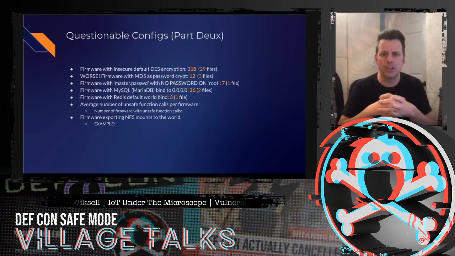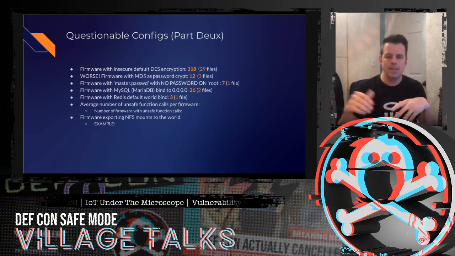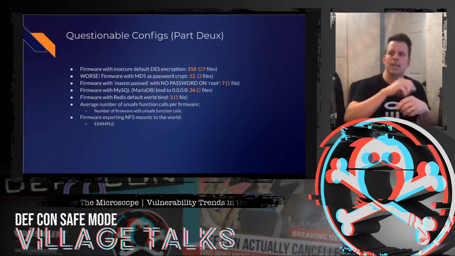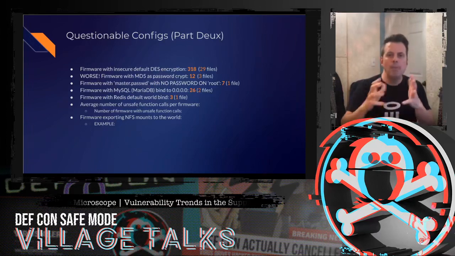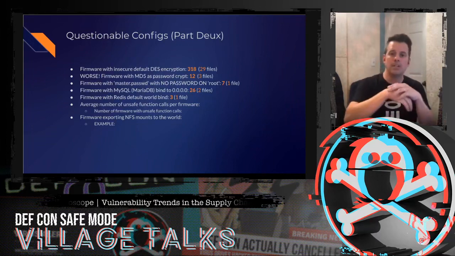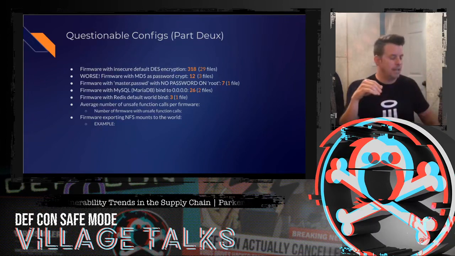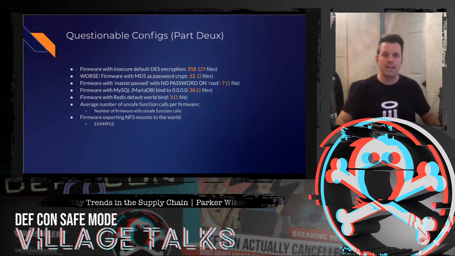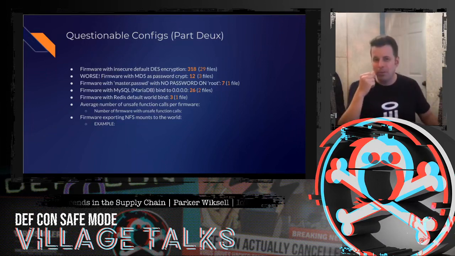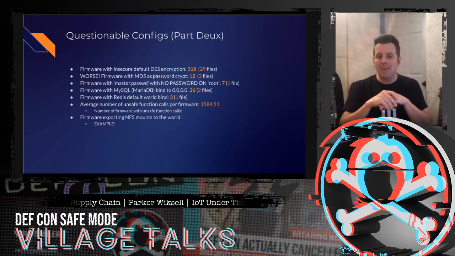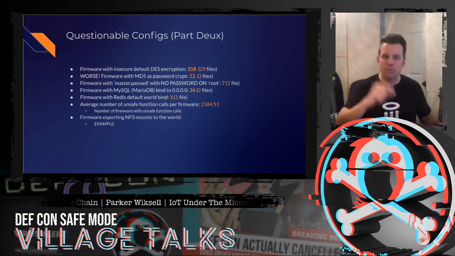Average number of unsafe function calls per firmware. So this one is any unsafe function calls, stuff like strcpy, memcpy, all those unbounded ones like Ripple20 found, and stuff like malicious ways to use standard allocation functions without checking lengths. How many do you think per firmware? 1,500 and some average unsafe function calls per firmware.